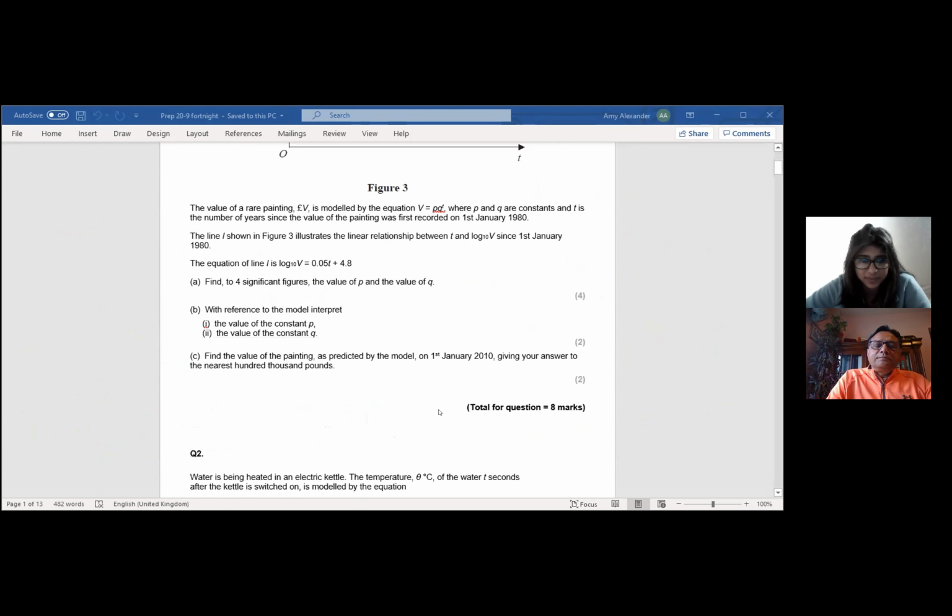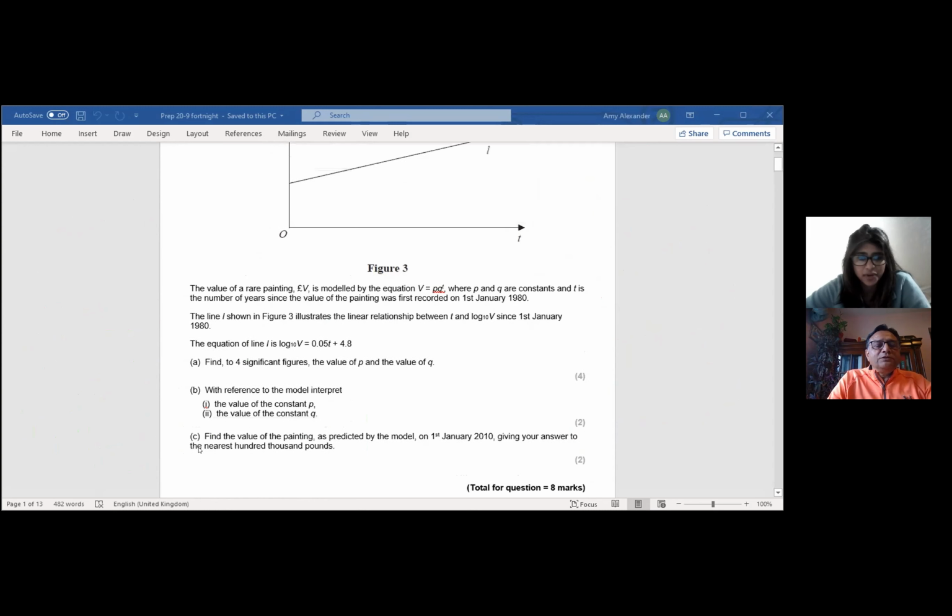Oh, I think there's one more part to this question. Find the value of the painting as predicted by the model on the 1st of January 2010, giving your answer to the nearest £100,000. So we just need to find the number of years between that and then substitute it in.